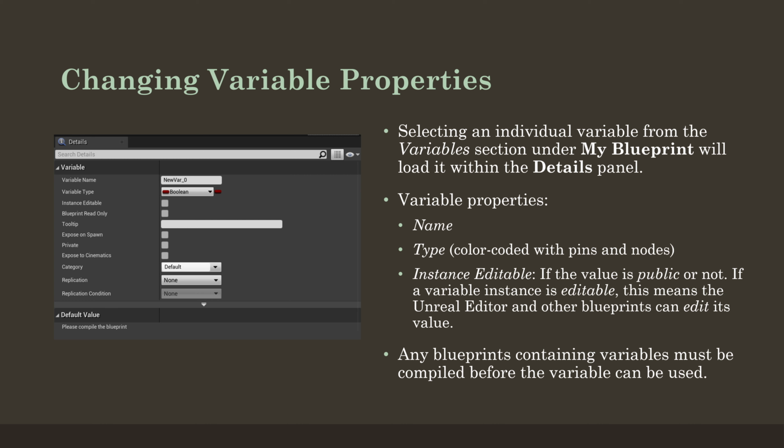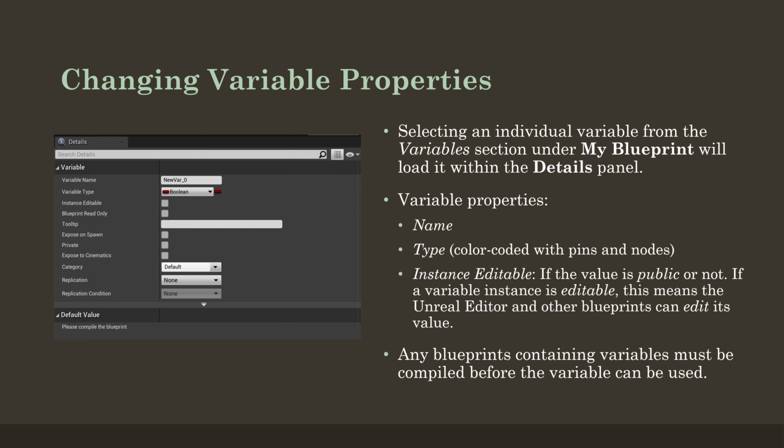Variables have at least 3 different properties. Depending on the type of variable, it could have others. But these are its name, how it is referred to within the blueprint, and its type, and remember, of course, type is also color-coded with pins and nodes. So the same color of the pins and the nodes are also the color of the type for the variable. Booleans are a certain color, integers are a certain color, etc.